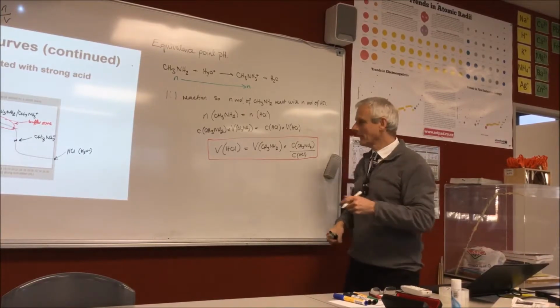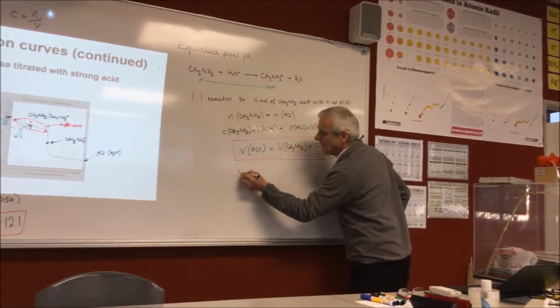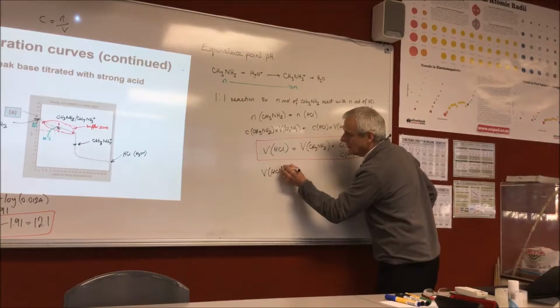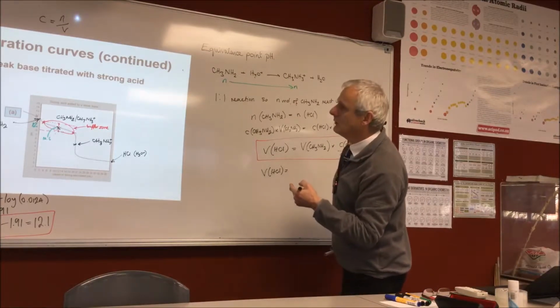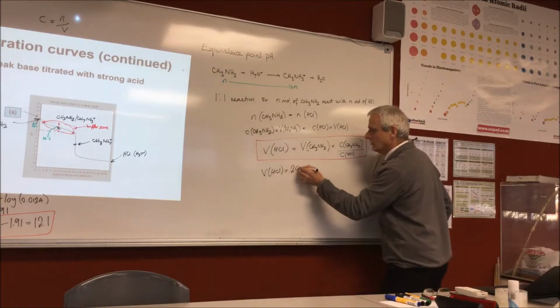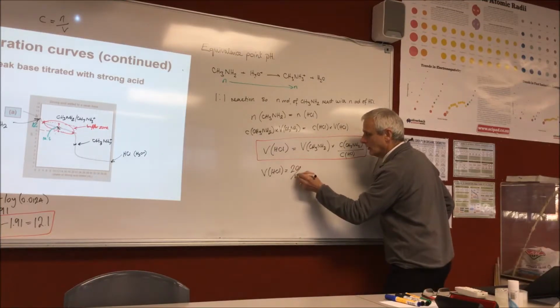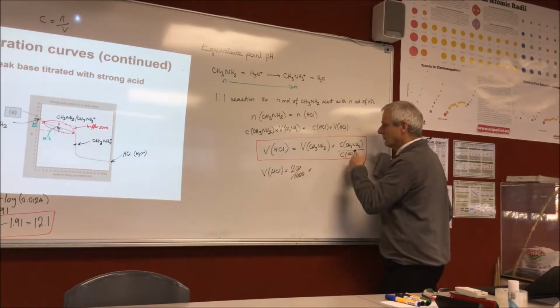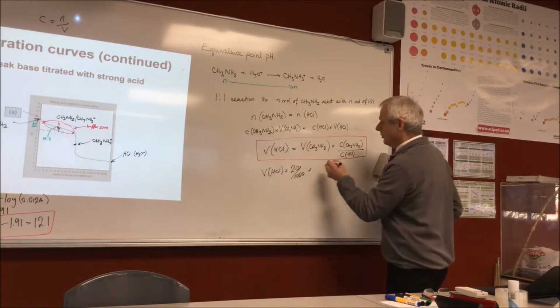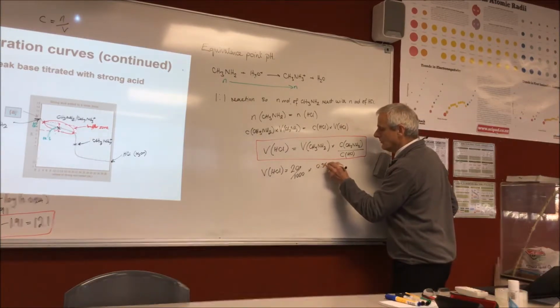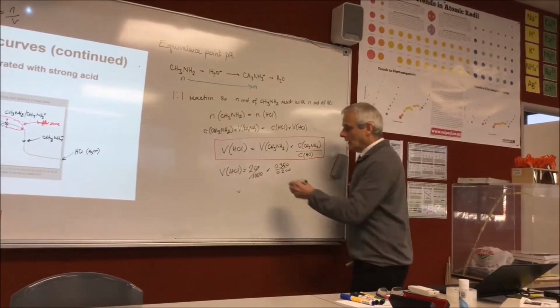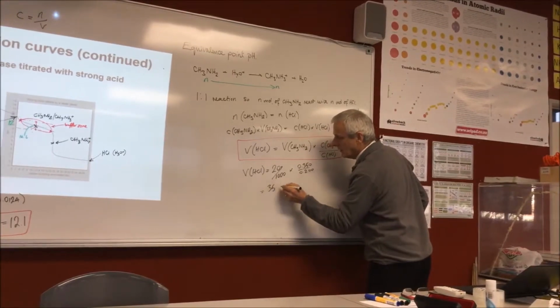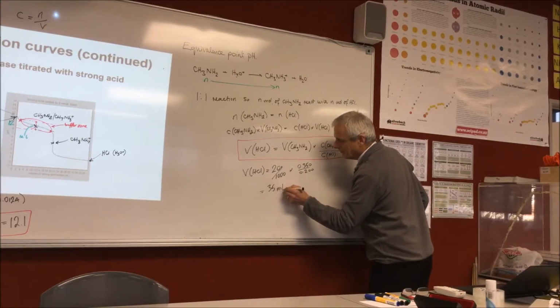Okay, so the volume of HCl is equal to the volume of amine, which is 20 over 1,000, times the ratio of the two concentrations, which is 0.350 divided by 0.200. Somebody can work that out for me. 35 mils. 35. Yeah. Okay.